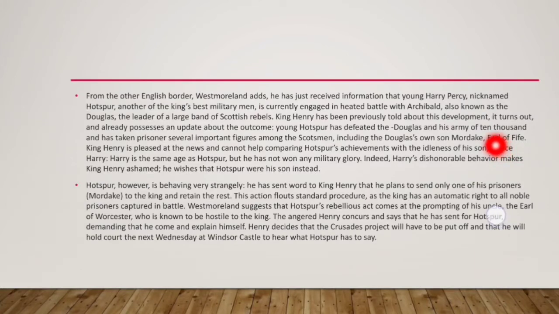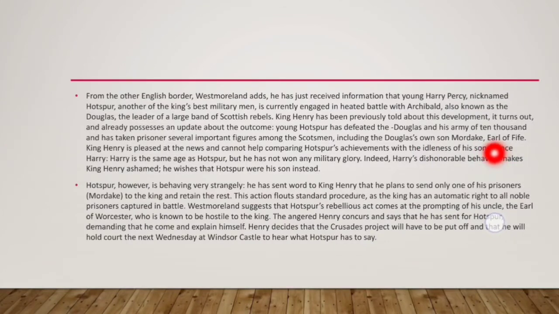That is, he already knows that Hotspur is currently engaged in a heated battle with Archibald or Douglas, and he says that he can even predict the outcome of the event, that is, Douglas would soon be captured. And as the king says it, it is true that Douglas is truly captured by Hotspur, and he was also able to take prisoner several important Scotsmen, and also Douglas's own son Mordick, the Earl of Fife, as a prisoner.